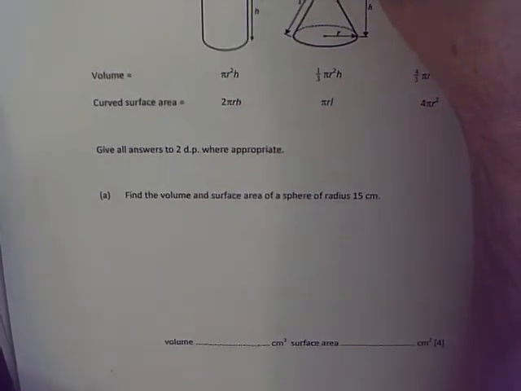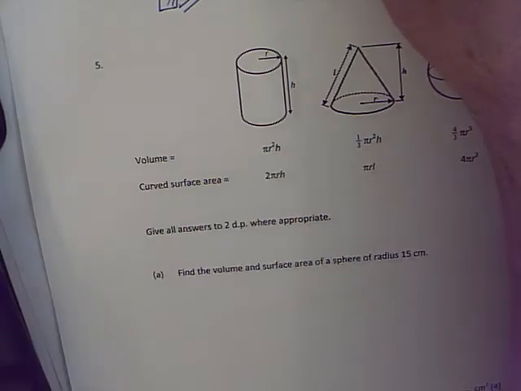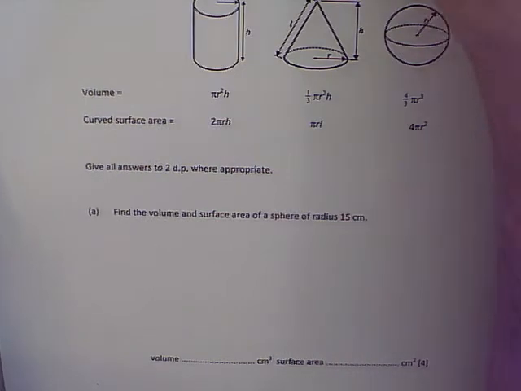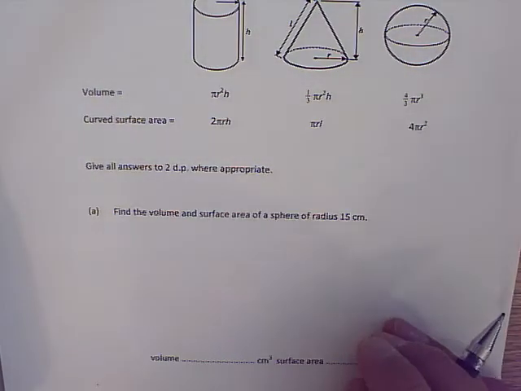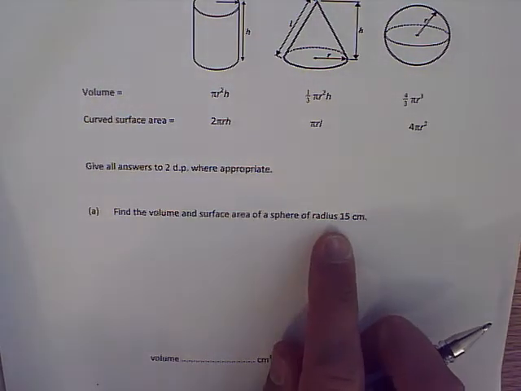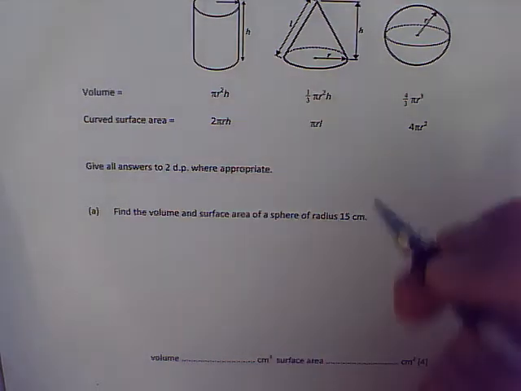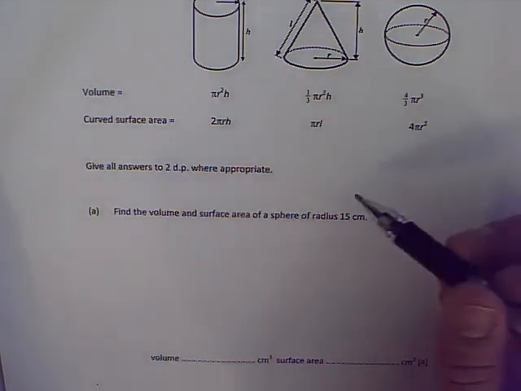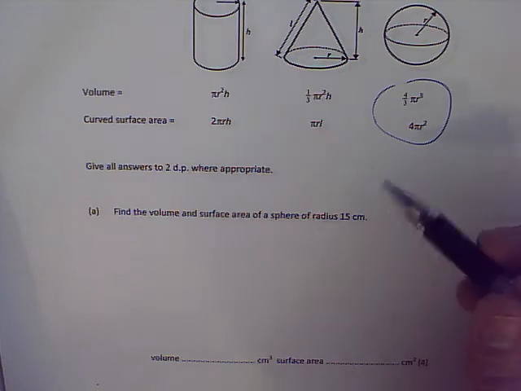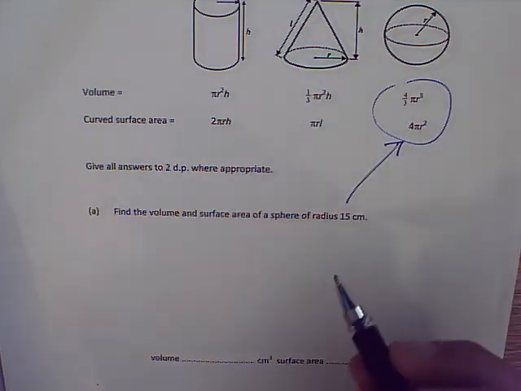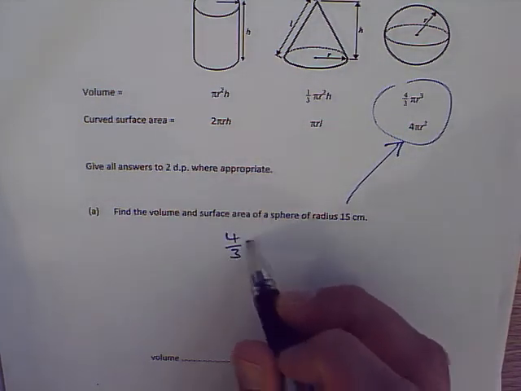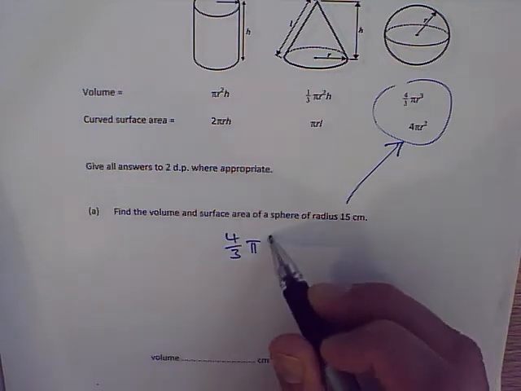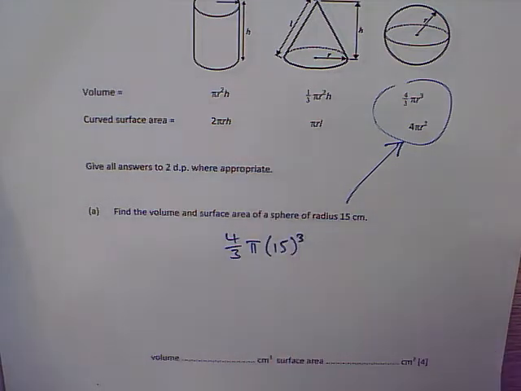Right. What are we looking at here? We're looking at the formulae for the volume and surface area of cylinder, cone, and sphere. So, volume and surface area of a sphere of radius 15. So what you do is you plug it into the formula here. The radius is 15, the volume is 4/3 pi r cubed, which is 15 cubed.